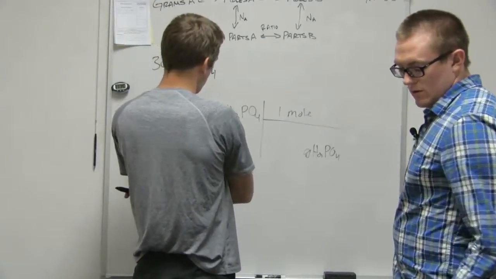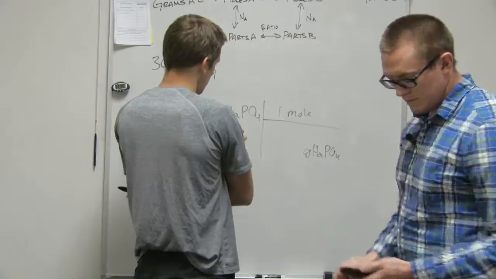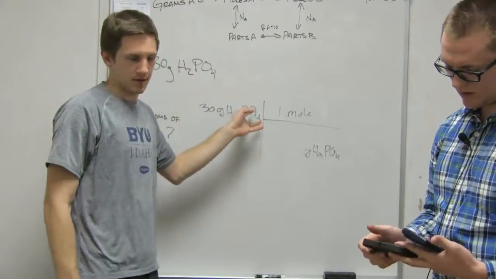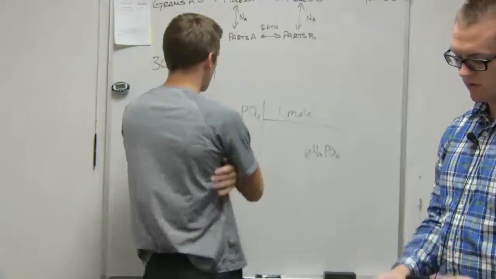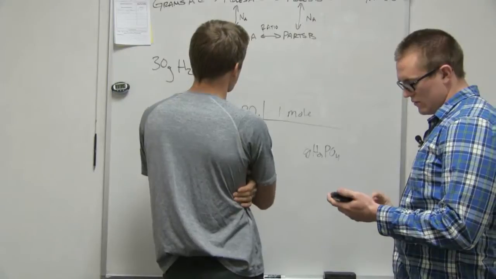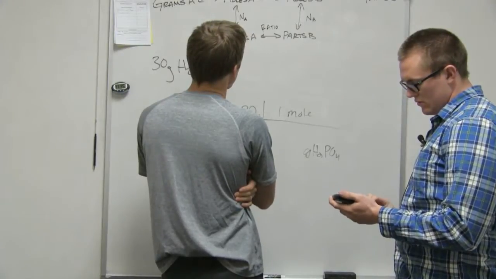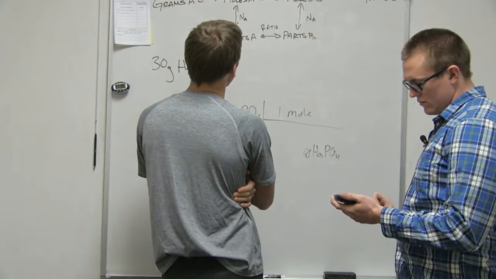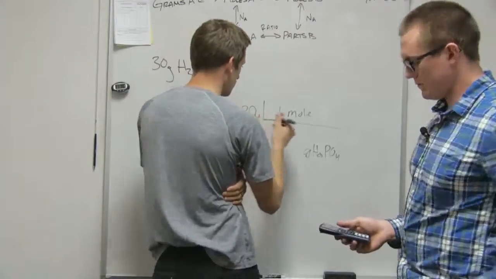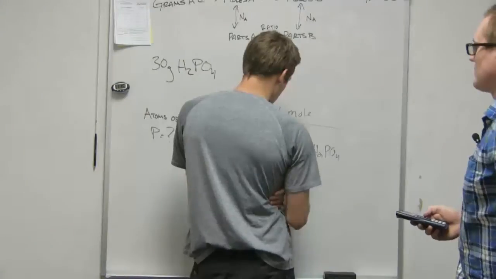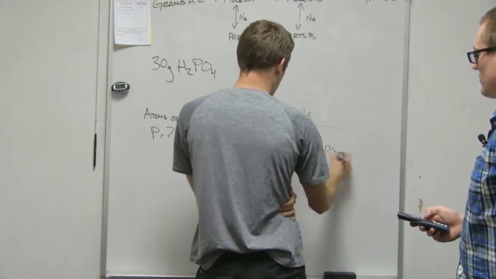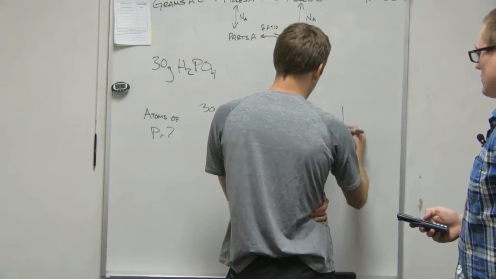Okay, so I've got 2 hydrogens and 1 phosphorus. Phosphorus is just 31, so that's 33, and then 4 oxygens. 4 times 16 is 64. So it'd be 97 total, 97 grams.